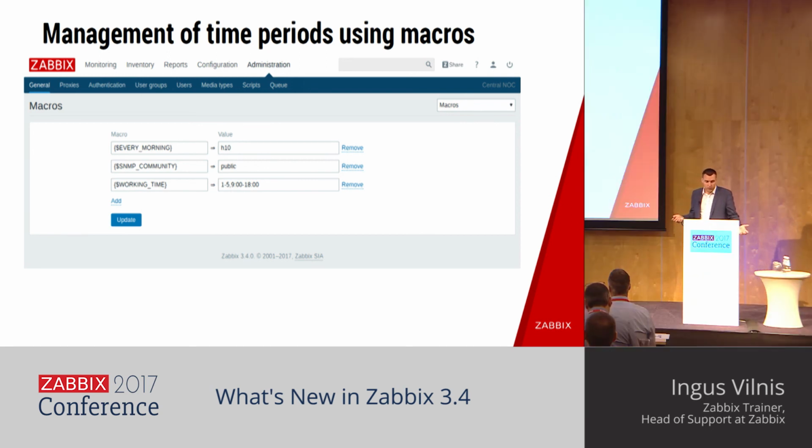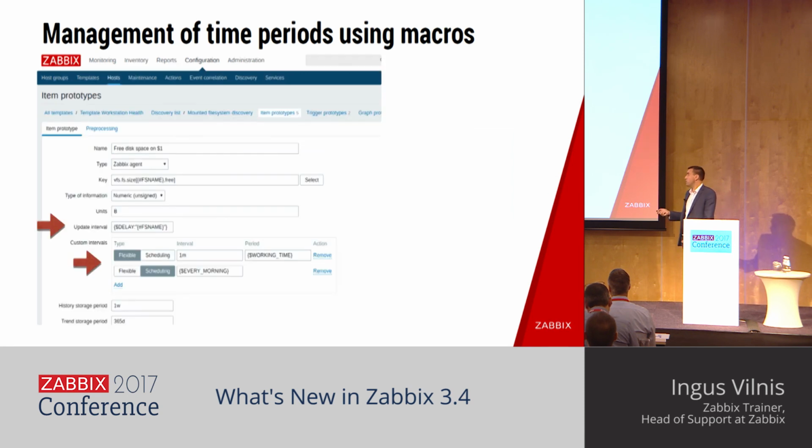Now, where can we use this? In, for example, the item configuration form. When configuring custom intervals, say the scheduling interval, no, this is the flexible one, interval 1M. By the way, also a new thing, update intervals now support suffixes instead of just a raw number of seconds. So now human readable intervals can be used here along with the macros, say working time.